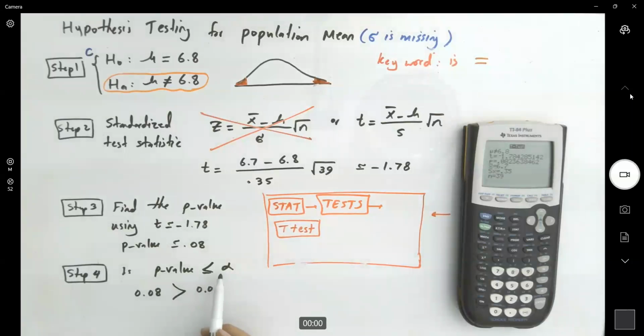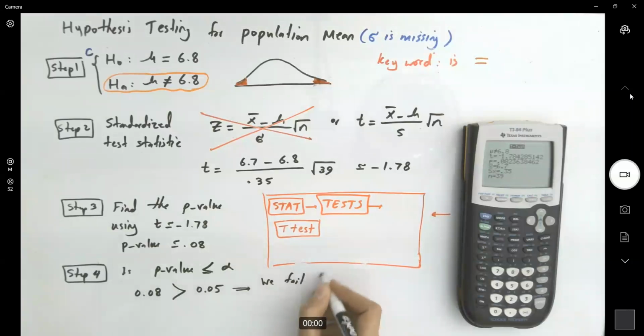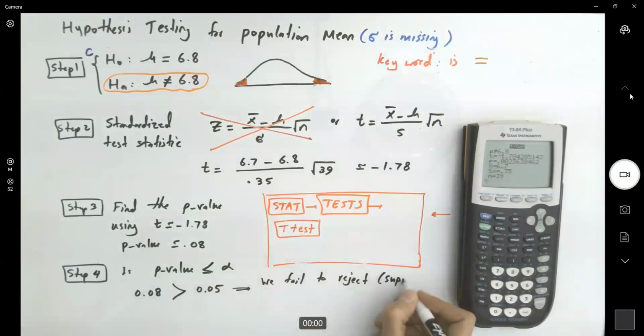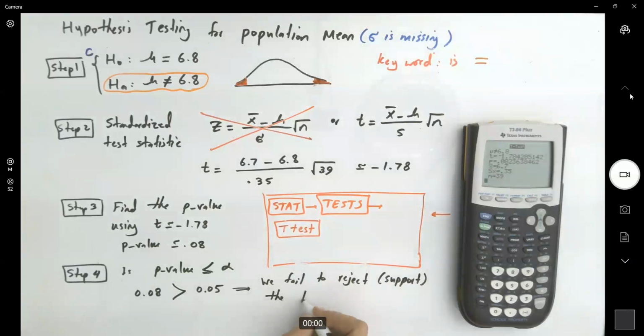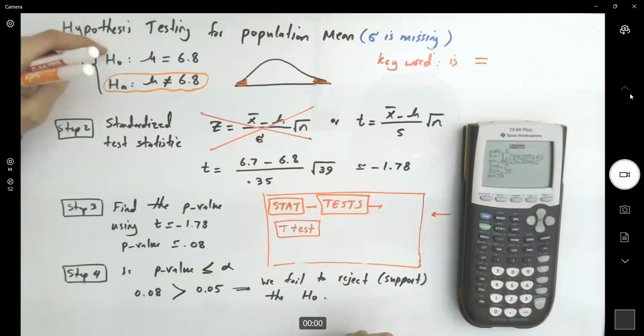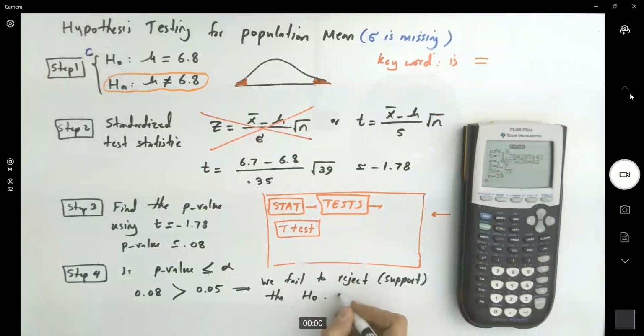If it was, you reject the null hypothesis. If not, we say that we fail to reject. The interpretation is that we support the null hypothesis. Since the null hypothesis and the claim are the same thing, it means that we support the claim.